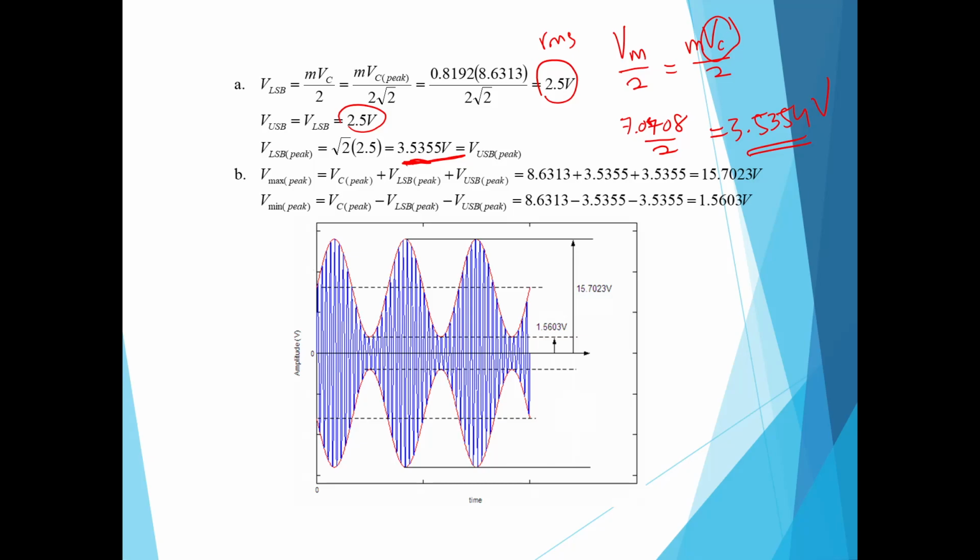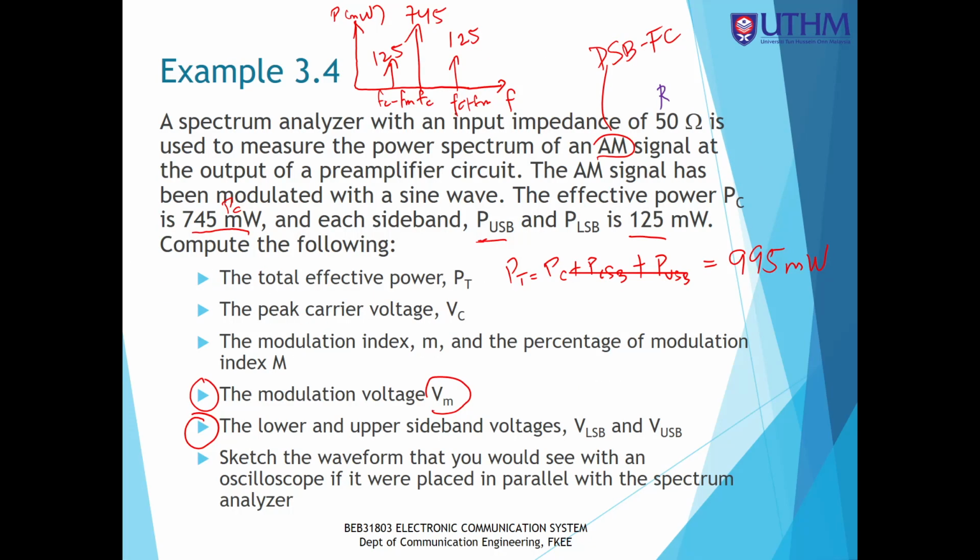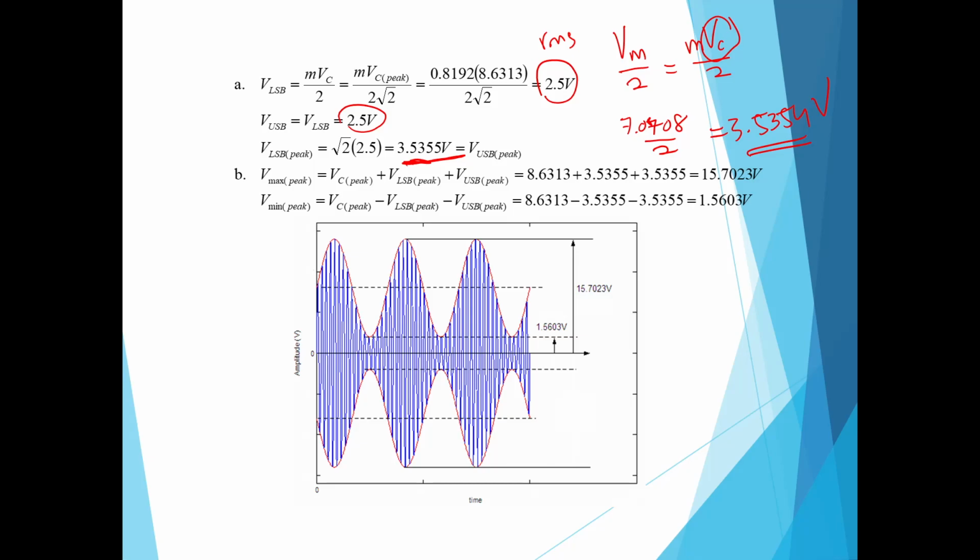And then the next question asks to sketch the waveform that you would see with an oscilloscope if it were placed in parallel with the spectrum analyzer. So in this example, we need to find the waveform that we can see from the oscilloscope and compare side by side with the spectrum analyzer. The spectrum analyzer shows the frequency spectrum, whereas the oscilloscope in this example shows the AM waveform. So how to draw the AM waveform?